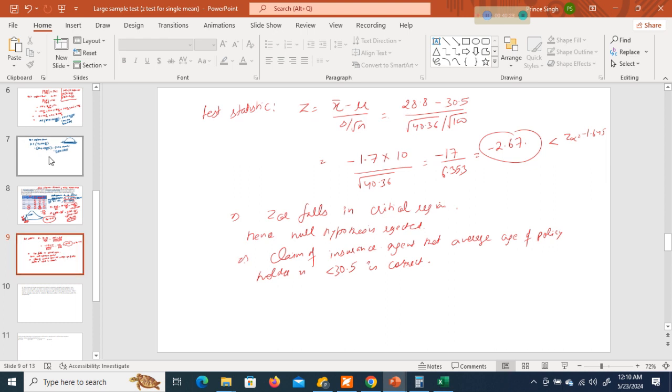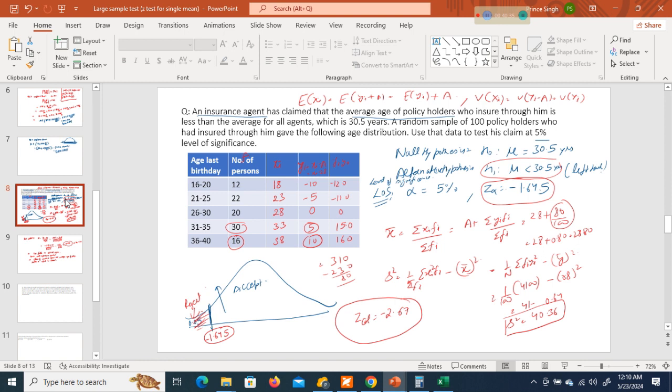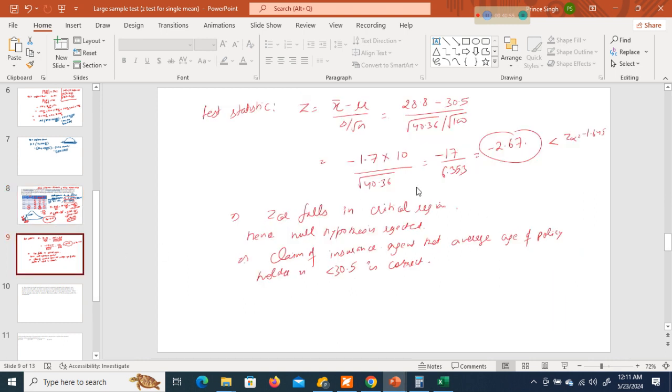Okay, so in this case, although we are using the same thing, the only difference here is that instead of the value of sample mean and the sample standard deviation, we are given data. So with the help of data, we need to first calculate the sample mean and sample standard deviation, and the rest is the same: null hypothesis, alternate hypothesis, level of significance, critical value, calculate the test statistic, and then simply compare whether its value falls in the acceptance region or rejection region.